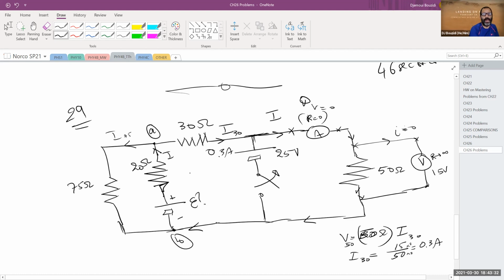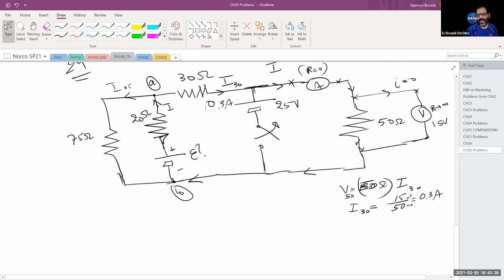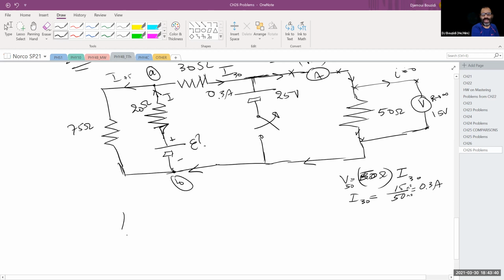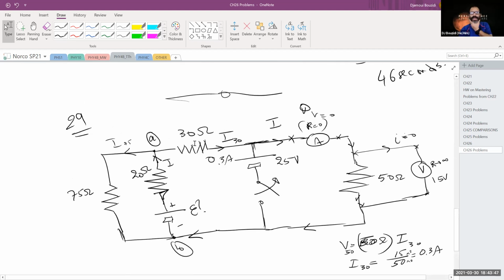That's 0.3 amp. So if I know what the 0.3 amp is, I can find the voltage drop now between A and B. Let me tell you how that is between A and B. So the voltage drop between A and B, which is VA minus VB. This point A must be at a higher potential than B because of the fact that the current is flowing this way.